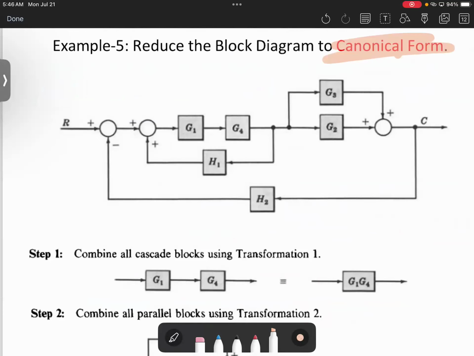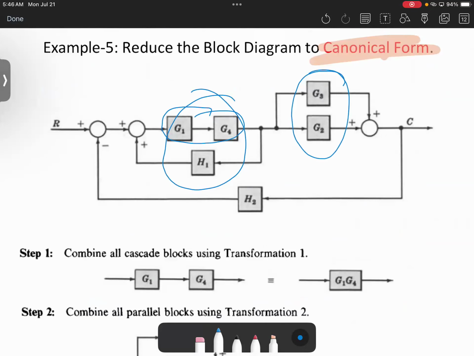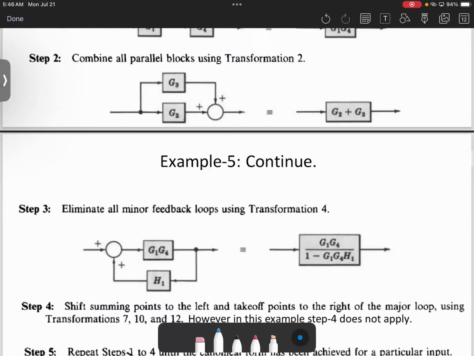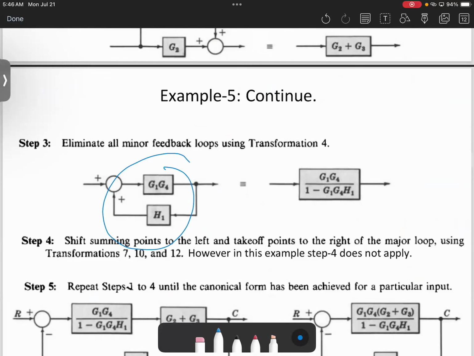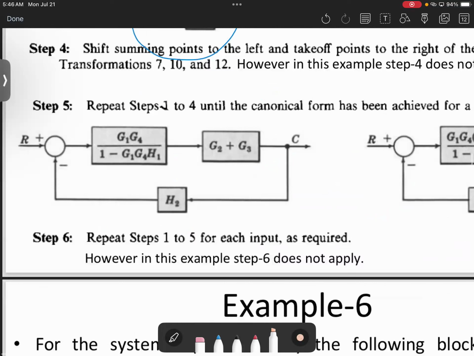G1, G4, they are together, right? Then after that, with H1, closed loop, right? So G1, G4, and there's another thing, G3 and G2 can be combined together. Then G1, G4 and the H1 are a closed loop, right? G1, G4 over 1, since it's positive, makes it negative, then G1, G4 times H1. Okay. Then by redrawing the block diagram, this is the new block diagram. This is how it looks like.